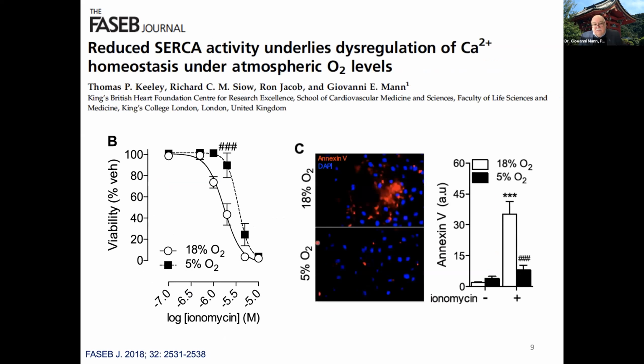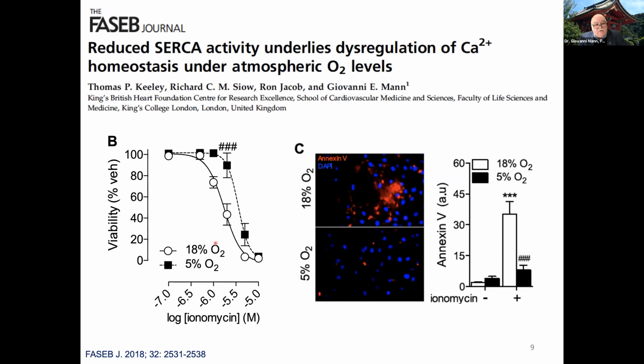Now, is all of this important? I believe it is absolutely critical. On this axis here, taken from a paper by Tom Keeley et al. in 2018, we're looking at cell viability. This is looking at active mitochondrial dehydrogenase activity on the y-axis, and we're increasing the dose of ionomycin. This is a calcium ionophore to simulate calcium overload in these endothelial cells.